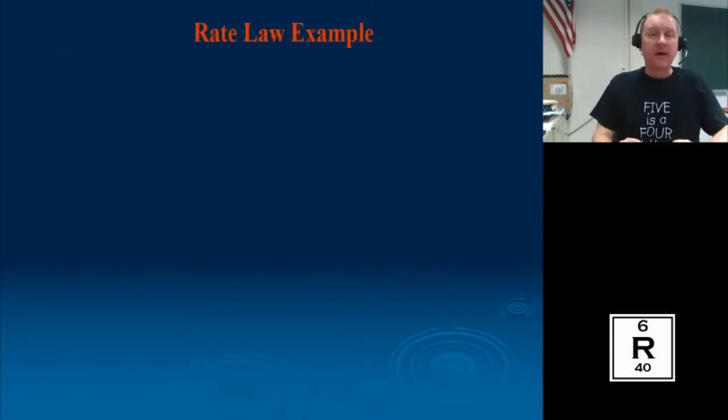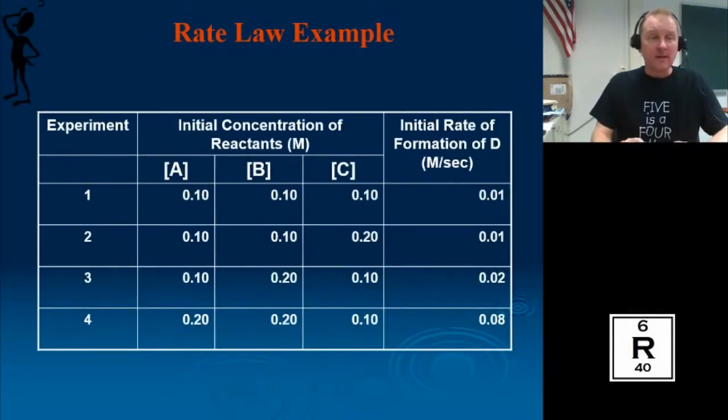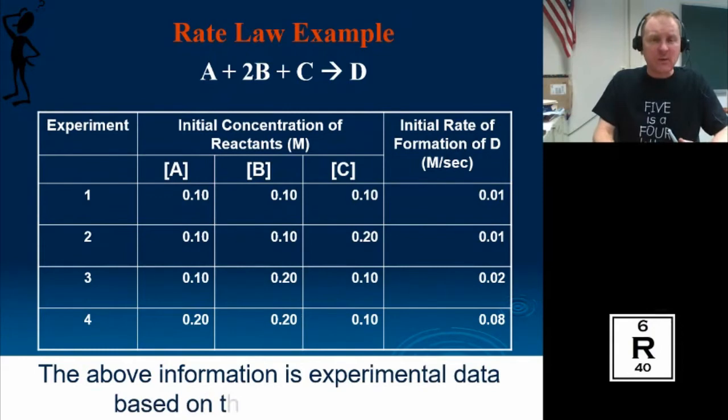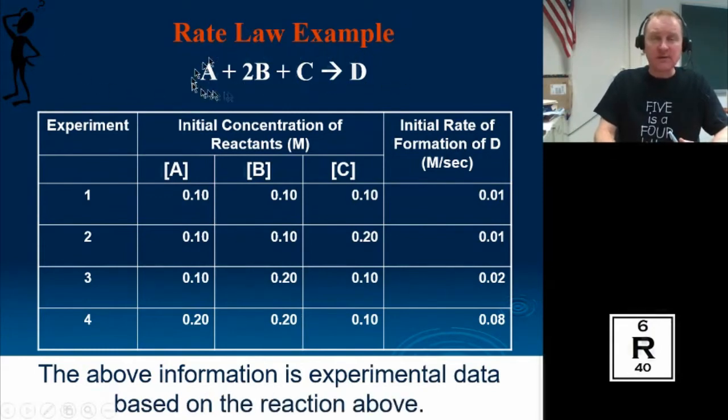Okay. So let's look at a math problem and figure out how we answer it. A rate law problem will look like this. It's going to be data. I'll give you some equation, or the book will, whatever. You have some equation, and I'm just saying A plus 2B plus C makes D. Remember, these coefficients don't matter. But what matters is there are 3 reactants.